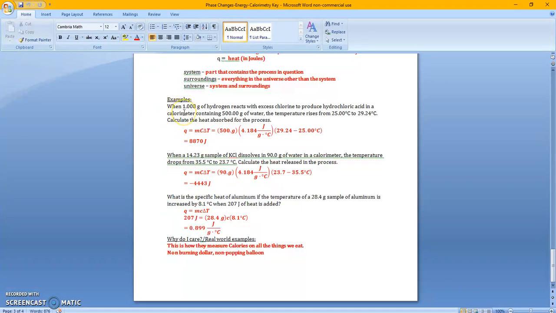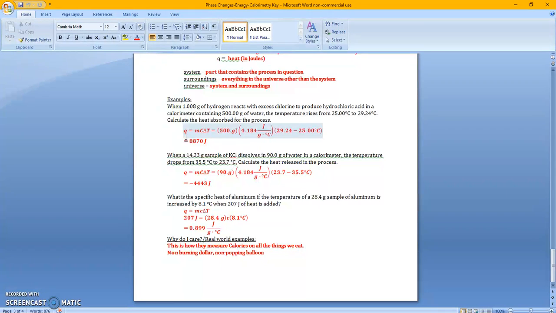In our example, you can read that we have 1 gram of hydrogen, and that's going to make HCl, and it's in 500 grams of water, and the temperature rises from 25 to 29.24 degrees Celsius. Now this is asking me for the heat absorbed. Well, I know my water is going to absorb the heat, so I want the heat of my water. Whenever a question asks for heat, I'm going to use my exact same equation. Q equals mc delta T. That's the equation I use.